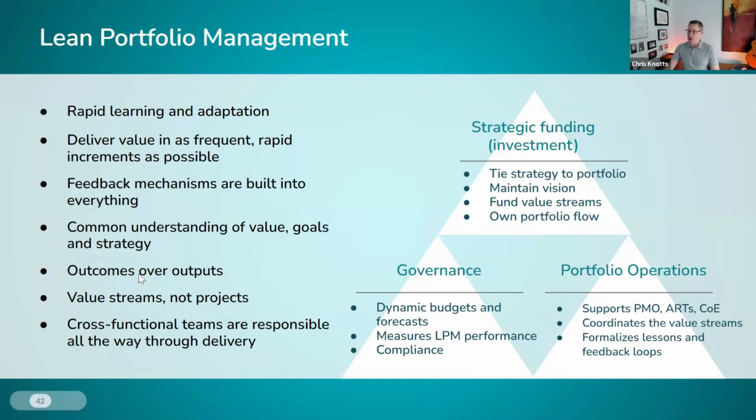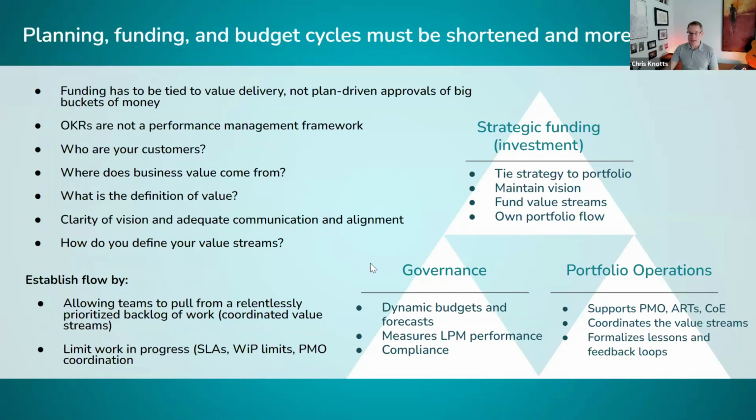And then again, outcomes over outputs. Value streams, not projects, and then a classic agile idea that cross-functional teams are responsible all the way through delivery. Now, that's not just in a development team, that's a business team, a portfolio management team, and things like that.